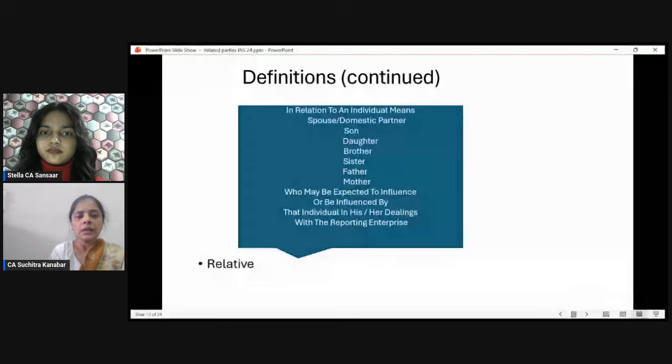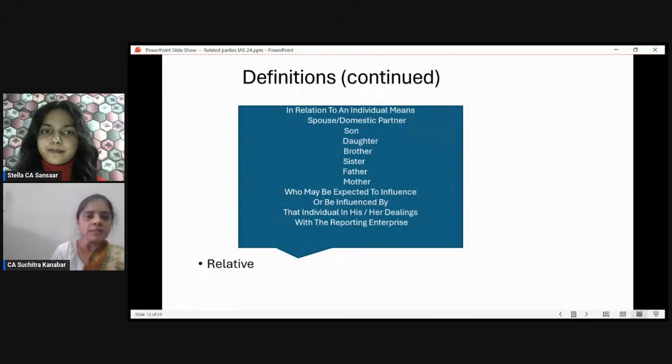Relative. This is the most important definition. The other terminology used for them is close family members. It includes spouse, domestic partner, son, daughter, brother, sister, father, mother. It could also be children of the domestic partner. Here the term domestic partner has been specifically included in the definition.